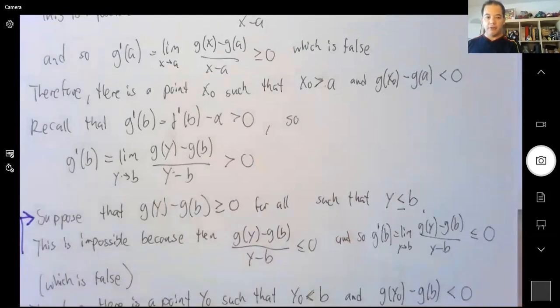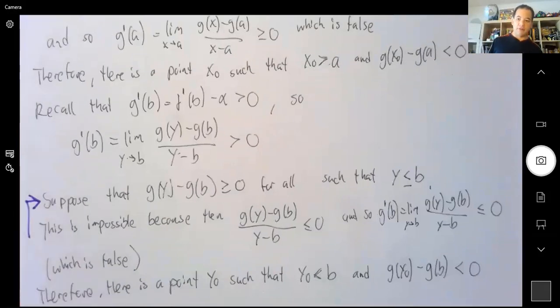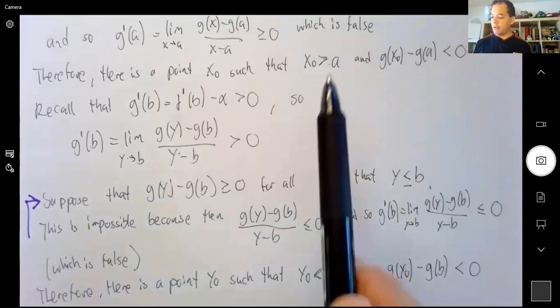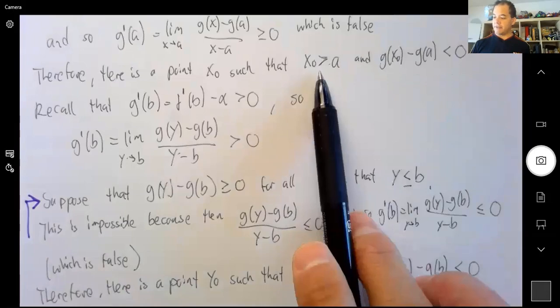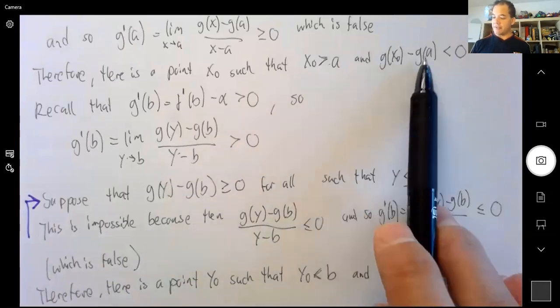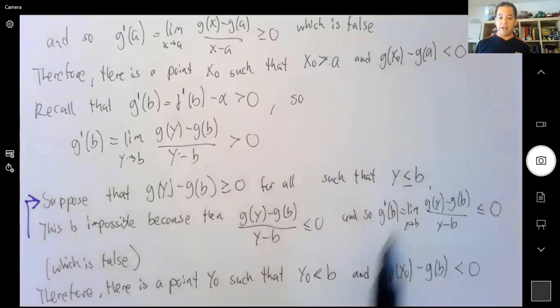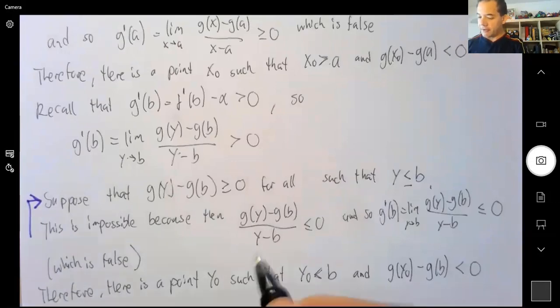All right? Okay, so let's analyze then what we have achieved. Let's stop and contemplate what we have done so far. What is it that we've accomplished? We found 2 points, a point x0 and a point y0. What we know is that x0 is bigger than a and satisfies that g of x0 minus g of a is less than 0. And we found y0 less than b with this other property. Okay, so let me write that together.